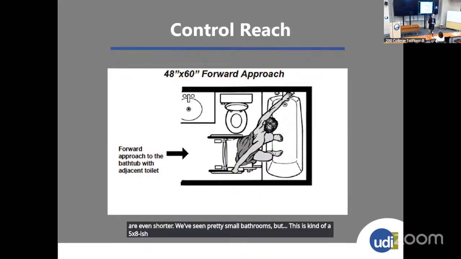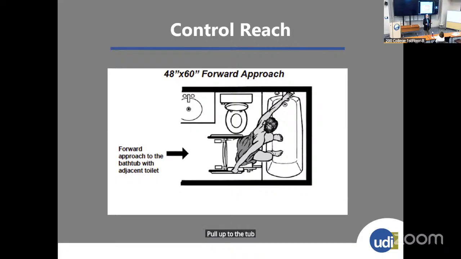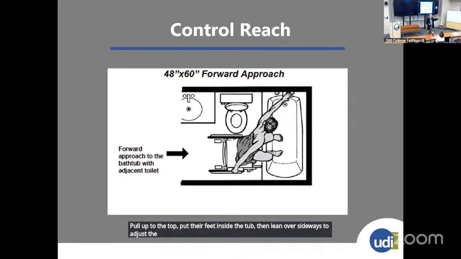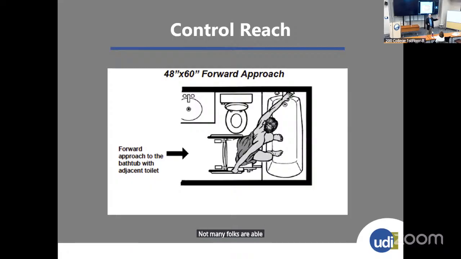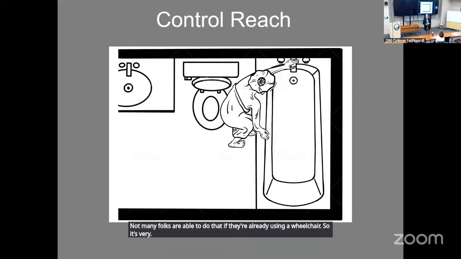So this shows you, I think this is from the manual, how somebody might miraculously pull up to the tub, put their feet inside the tub, then lean over sideways to adjust the water temperature. Not many folks are able to do that if they're already using a wheelchair. So it's very, very dicey for that.